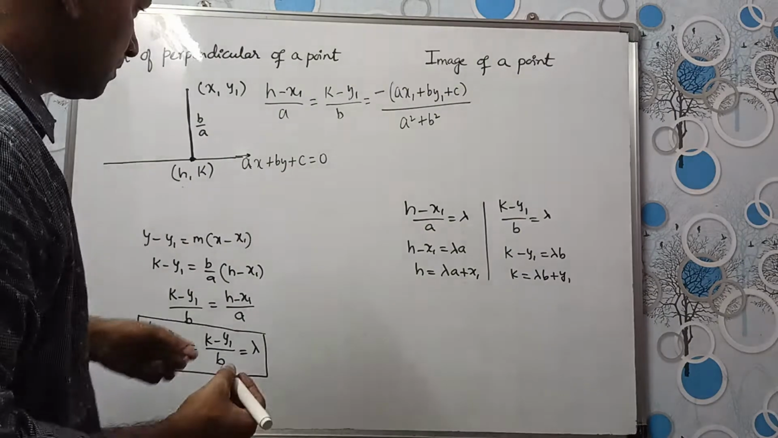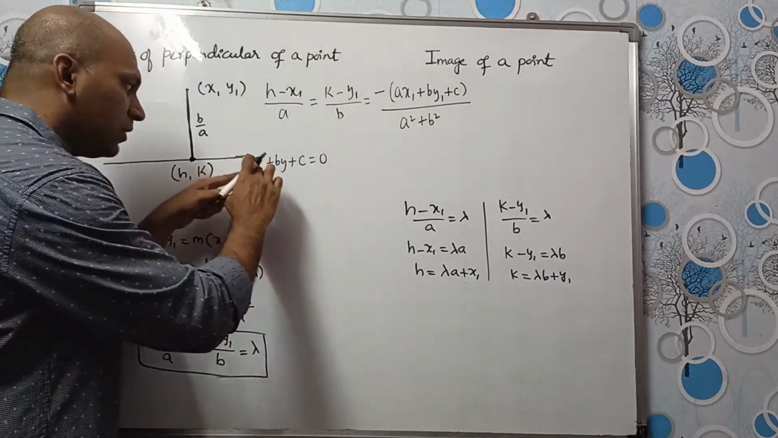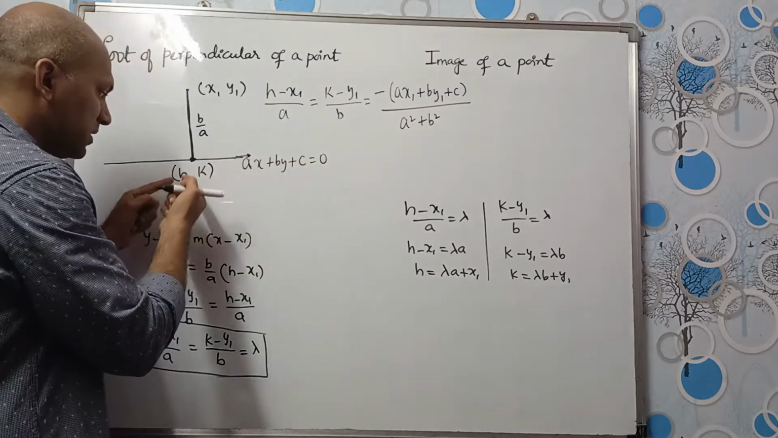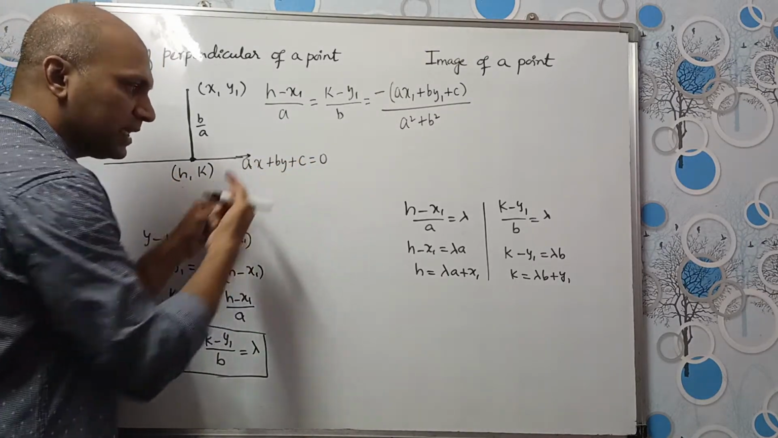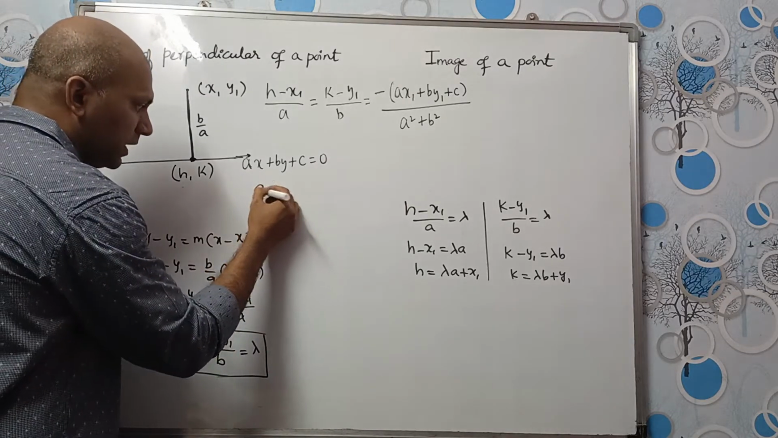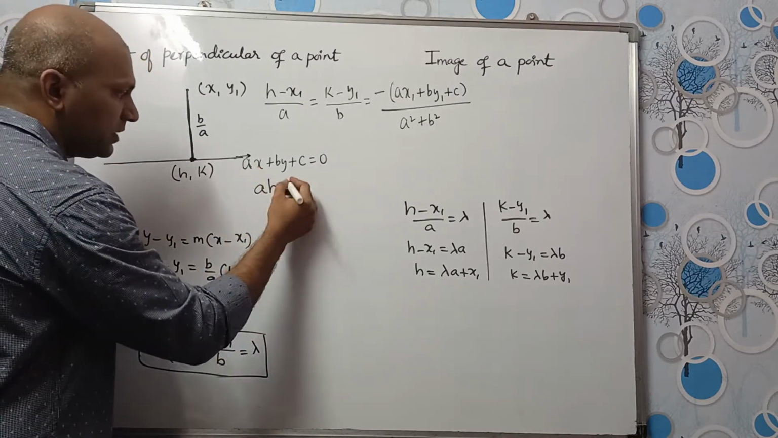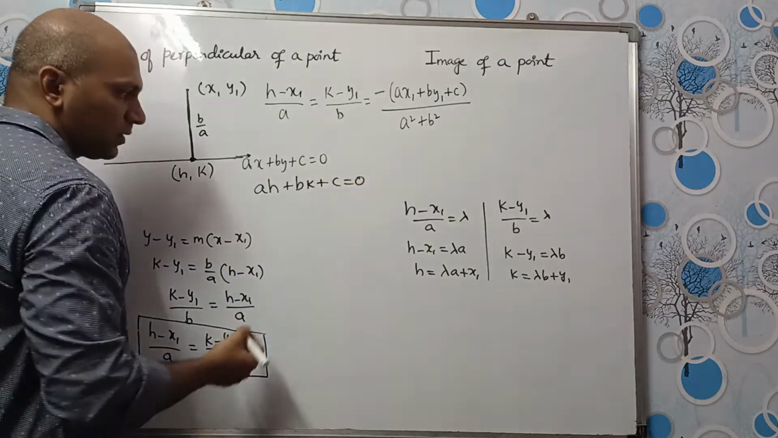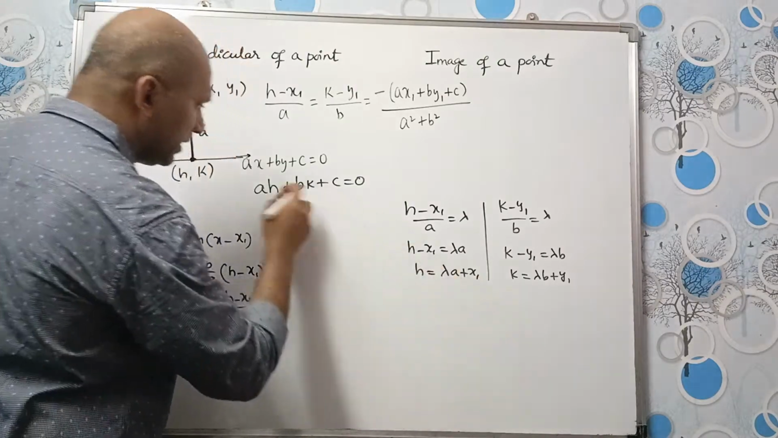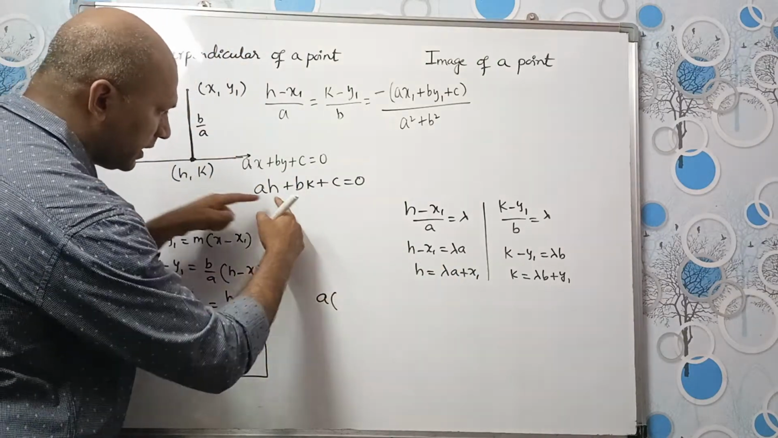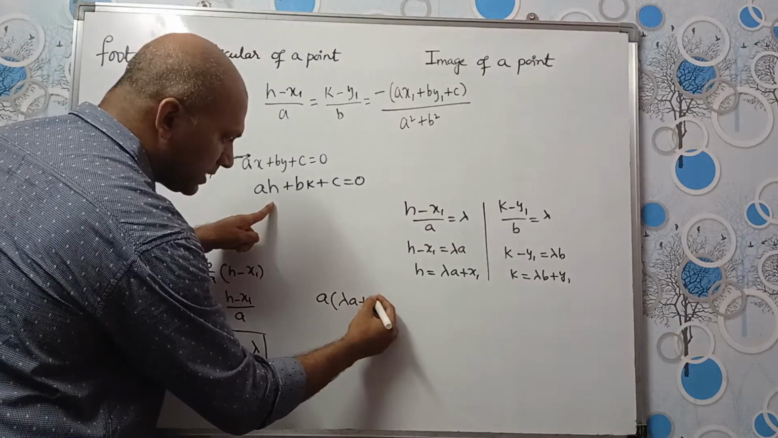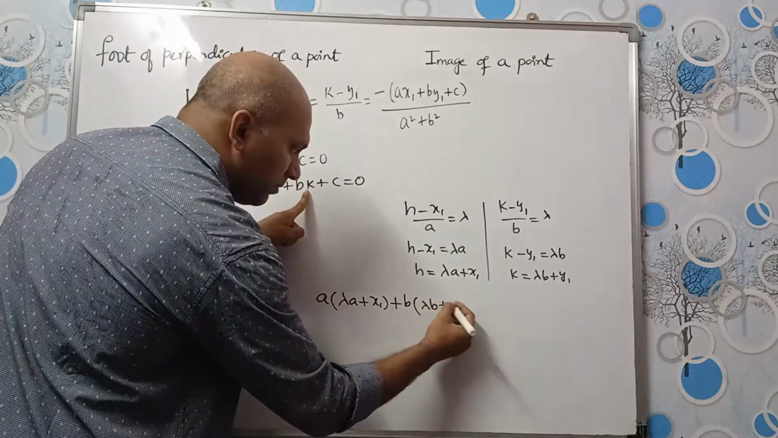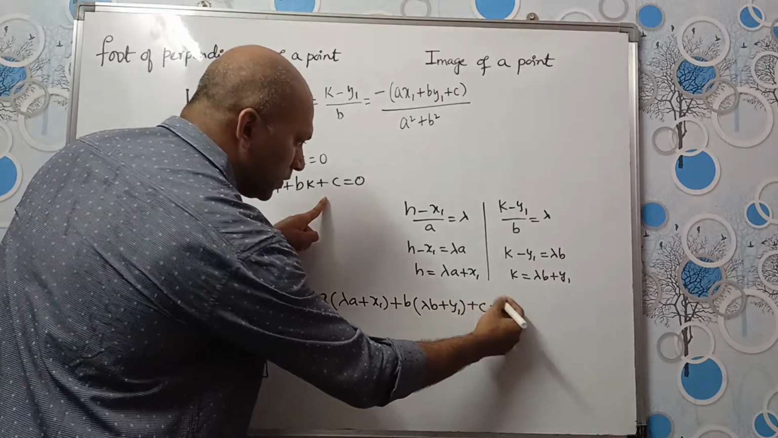Now see, this h comma k is also lying on this straight line ax plus by plus c, which means if we substitute h comma k here, it should satisfy, right? So a in place of x, let us write h, plus b in place of y, let us write k, plus c is equal to 0. But what is the value of h and k? Let us substitute here. a times h, which is lambda a plus x1, plus b times k, which is lambda b plus y1, plus c is equal to 0.